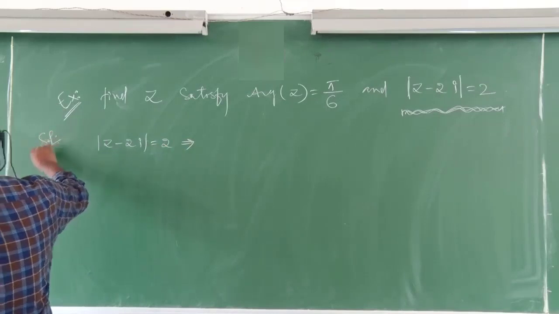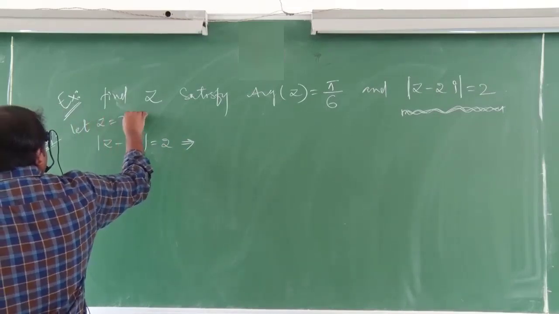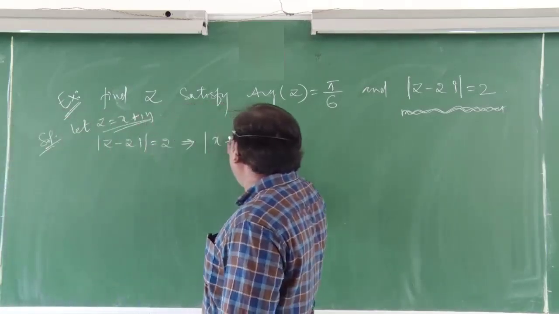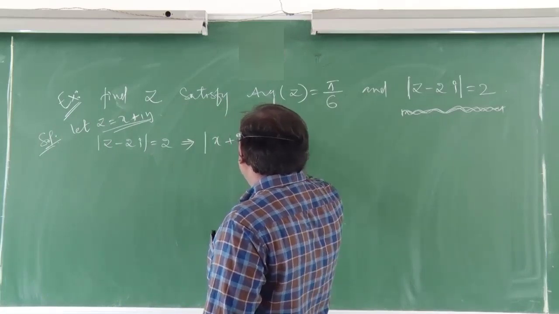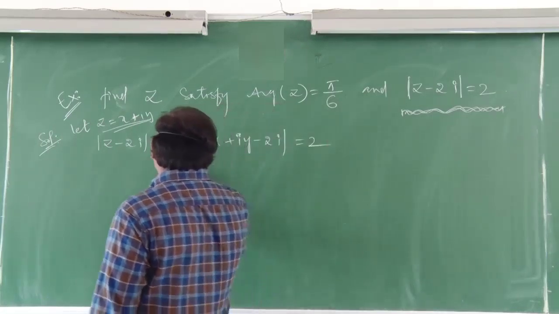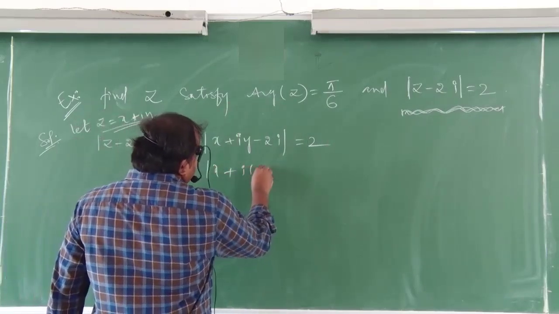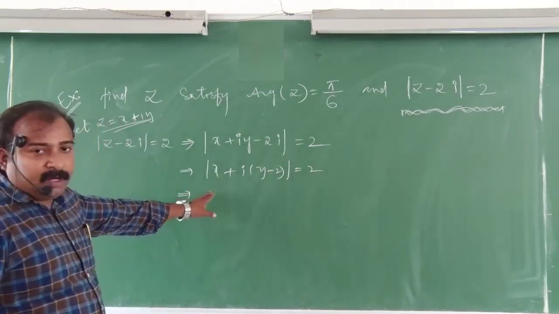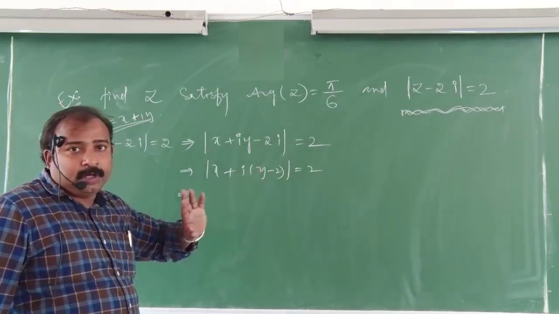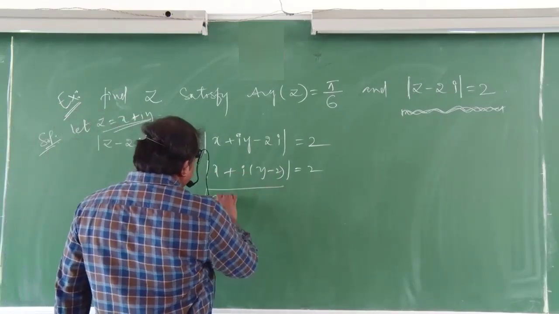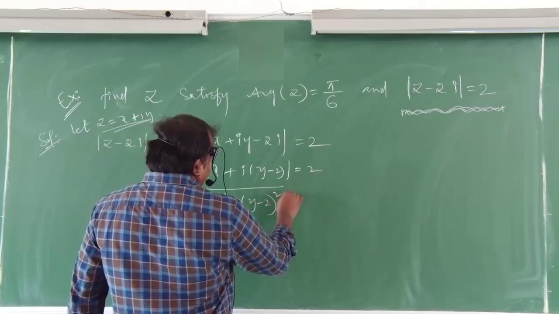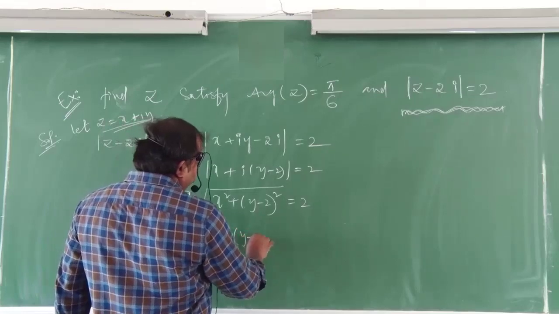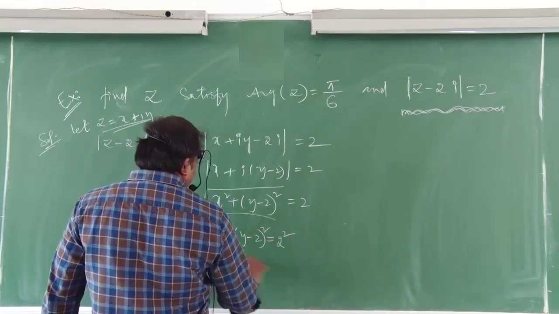For this one, let me take z is equal to x plus iy. Then modulus of x plus iy minus 2i is equal to 2. Simplify: modulus of x plus i into y minus 2 is equal to 2. Modulus means nothing but root of real part whole square plus imaginary part whole square. So you will get root of x square plus y minus 2 whole square equal to 2. Squaring on both sides, you will get x square plus y minus 2 whole square equal to 2 square.